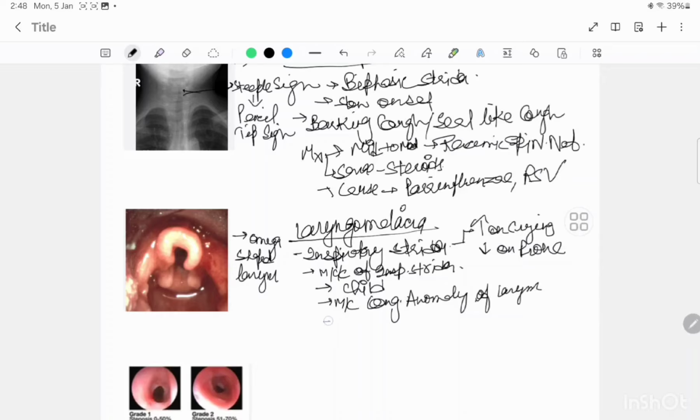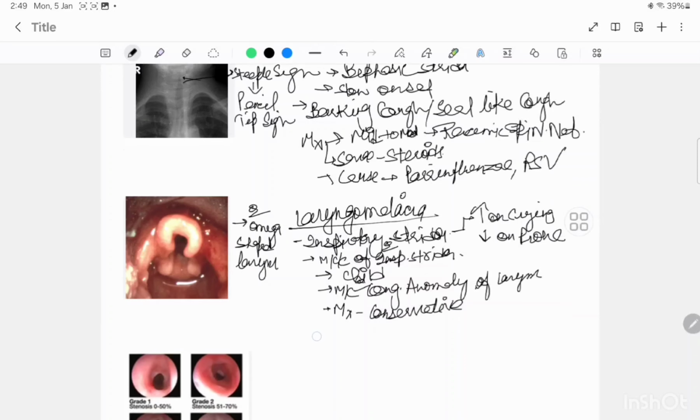Management is conservative. Just wait and watch, and give assurance to the parents. Omega shaped larynx is a PYQ. Inspiratory stridor again is a PYQ, and the most common congenital anomaly of the larynx is again a PYQ.